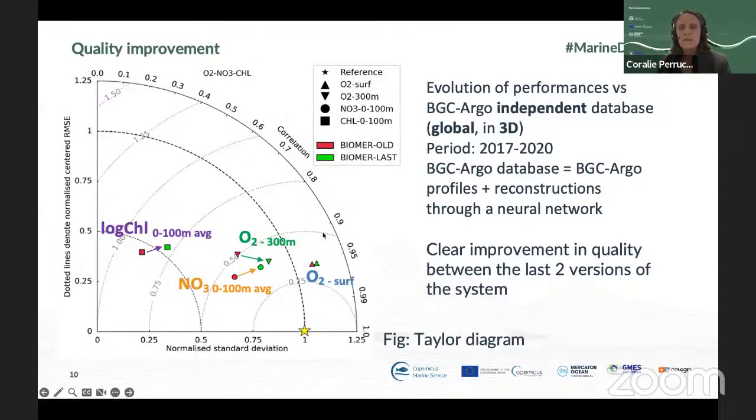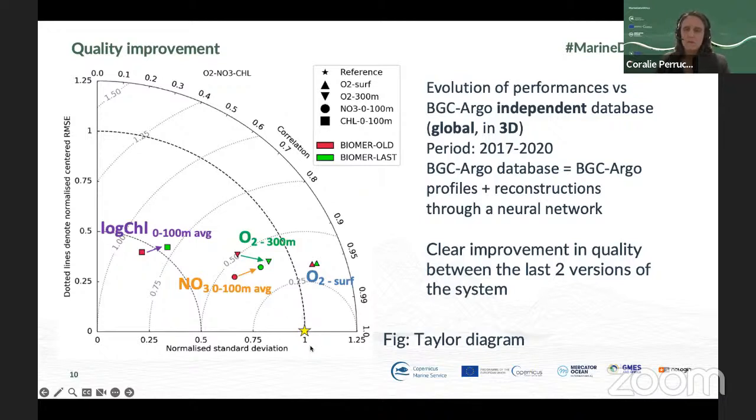Here I show the quality evolution between the two last systems with a Taylor diagram. In fact, that kind of diagram is very useful because it allows to synthesize basic statistics such as correlation, RMSD, and standard deviations on a single plot and to compare two simulations. Here you have in red the old simulation and in green the new one. We consider four variables: the log chlorophyll on the first 100 meter layer, it's the squares. With the circles, you have the nitrates over the first 100 meter layer. And in triangles up and down, you have oxygen at sea surface and oxygen at 300 meter depth.